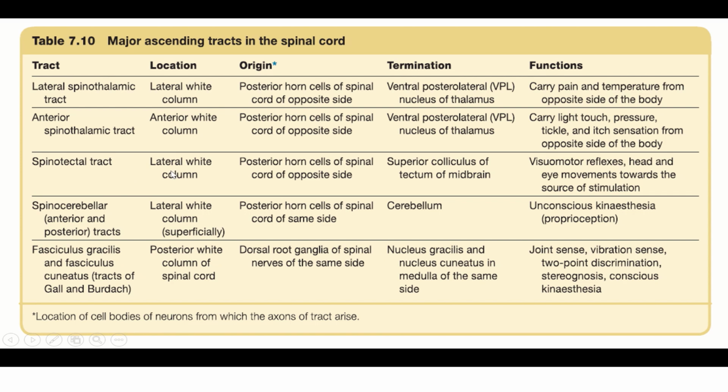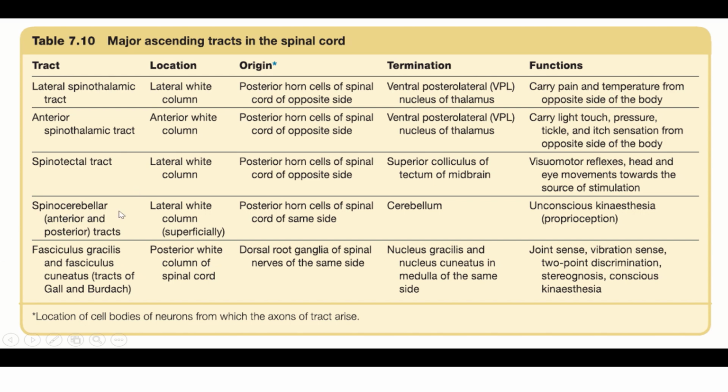So spinotectal tract. This is from the lateral white column. Posterior horn cells of the spinal cord of the opposite side, then they are going directly to the superior colliculus of the tectum of the midbrain. So this is concerned with visuomotor reflexes. The actual visuomotor reflex is head and eye movements towards the source of stimulation. Like if you are seeing any kind of moving object, you need to turn your head and neck towards that moving object. That kind of visuomotor reflex is controlled by the spinotectal tract.